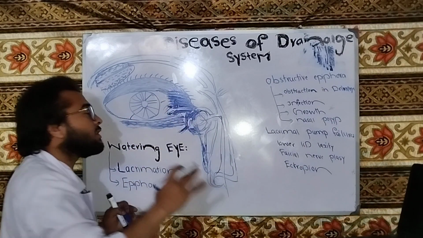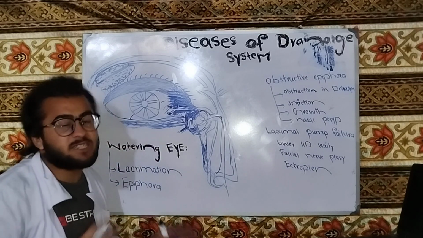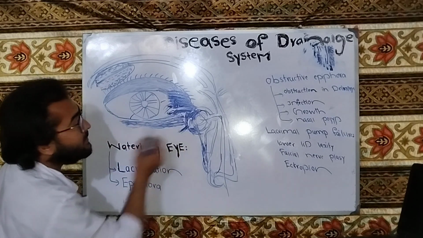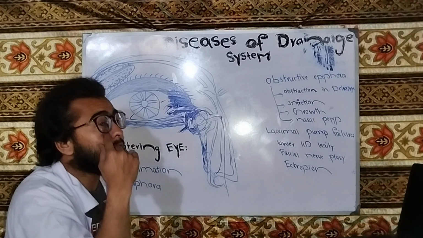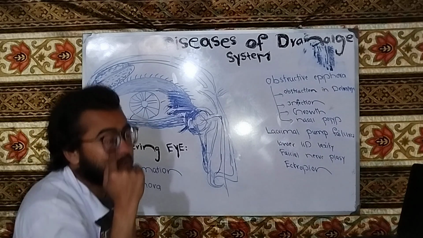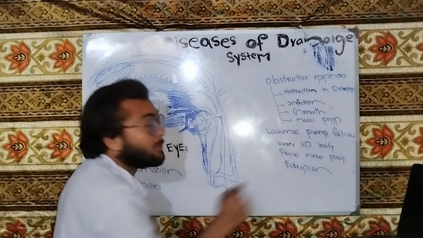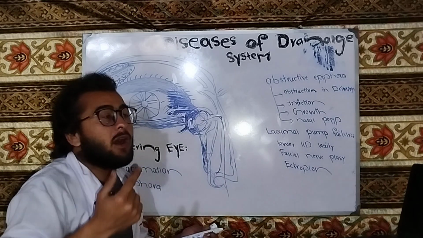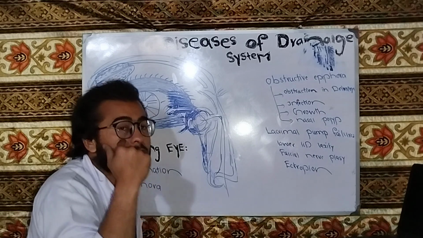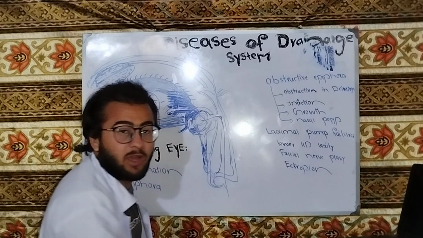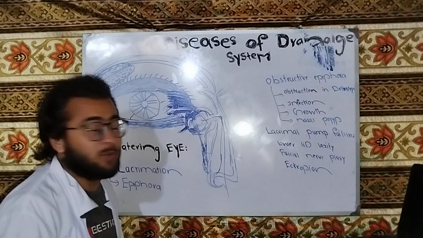And if there is a problem with the lacrimal pump, for example, if there is nothing wrong with the drainage system, the drainage system is patent, it is open, but there is a problem with the lacrimal pump. What will happen? For example, if there is a problem with the lower lid, lower lid laxity, or facial nerve paralysis, then due to the facial nerve palsy, the orbicularis muscle will not function properly, and the eyelid will drop downward, which is ectropion. So due to facial nerve palsy, ectropion can develop.